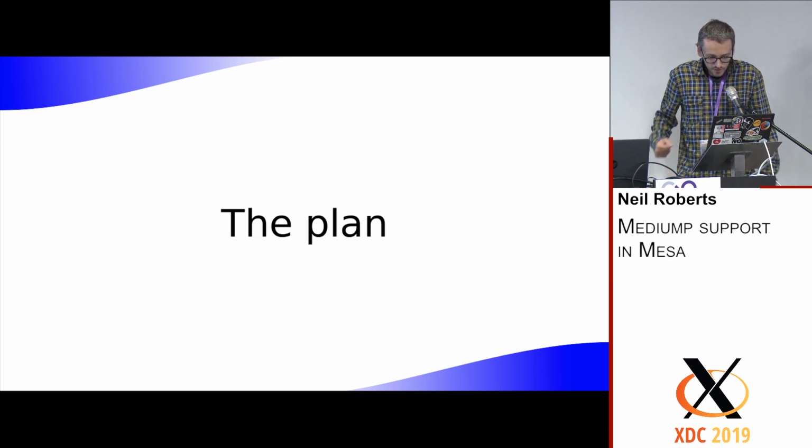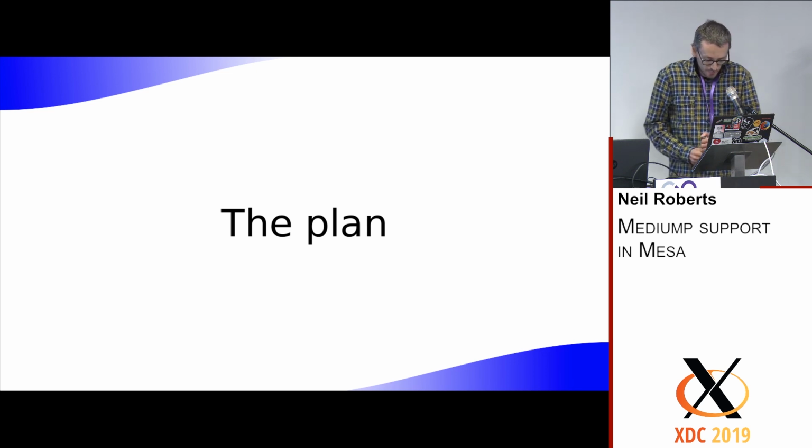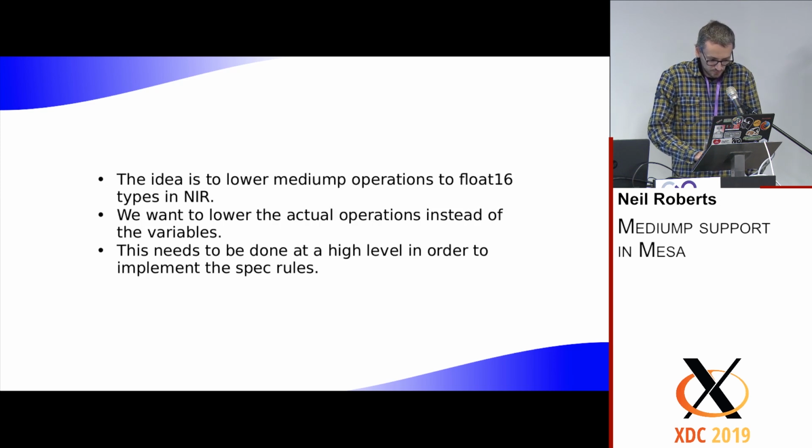So this is the plan, to try and take advantage of these mediump qualifiers in Mesa. What we want to do is lower these mediump operations to float16 types in NIR. We want to lower the actual operations instead of the variables. So we don't want to change the type of any variables to be float16. We just want the actual operations on those variables to be done in float16.